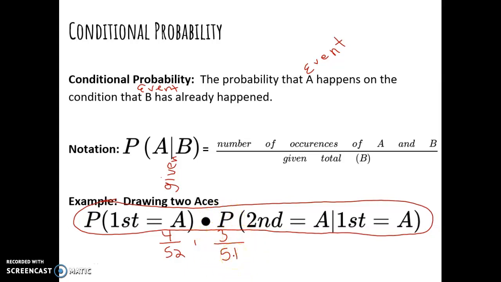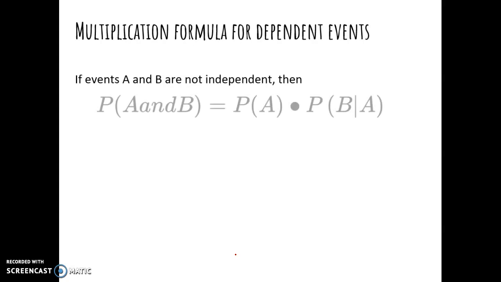So this is very similar to the regular multiplication rule for independent events. You just need to take into consideration, if they're dependent, how the first event occurring affects the second event occurring. So the formula is very similar. If you'll recall, the formula for independent events was just the probability of A and B was just the probability of A times the probability of B. Now it's the probability of A times the probability of B, given that A occurred already.